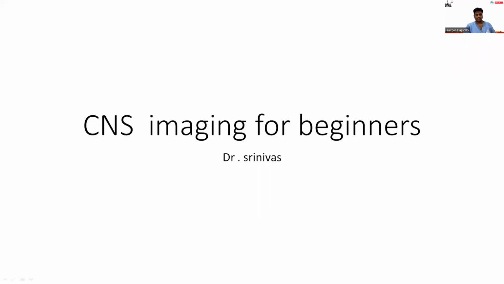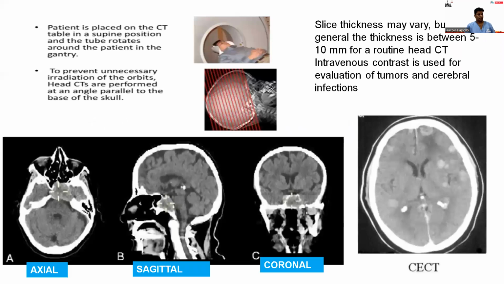This is a topic of CNS imaging for beginners. CT and MRI help in localizing the lesion in critical and neurological patients who are sedated and paralyzed, so examining them can also be challenging.